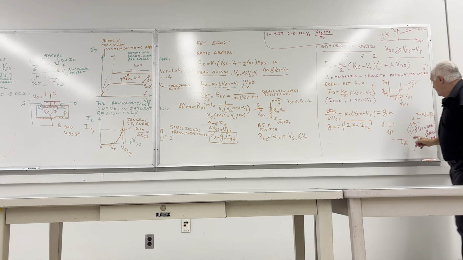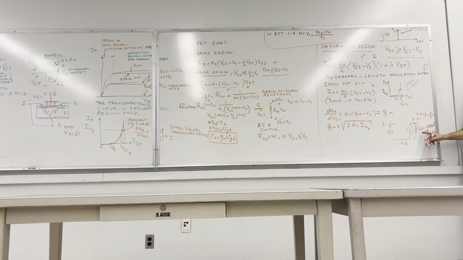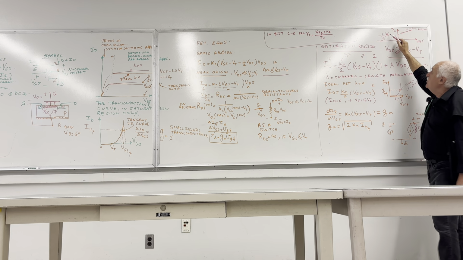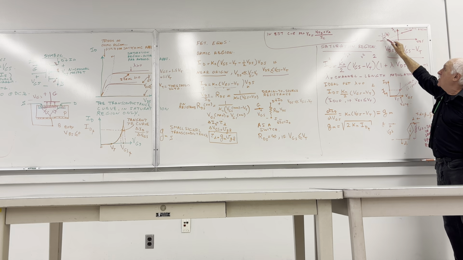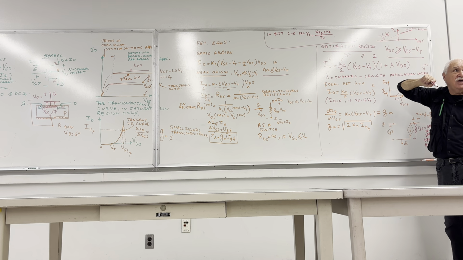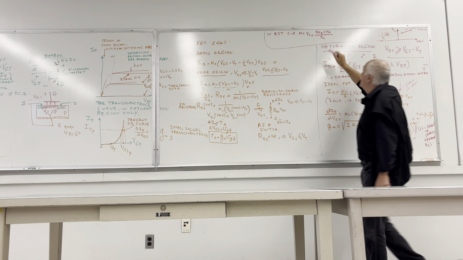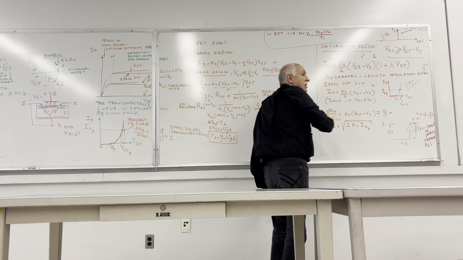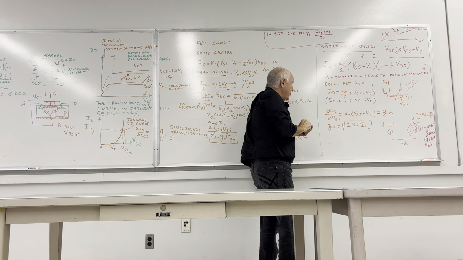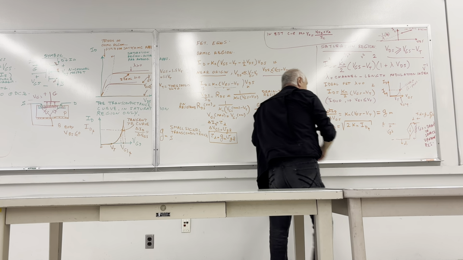In the case of FETs, however, there's a smart way to apply it. This is how you do it. Do you remember what I wrote in here? 1 upon lambda is analogous to VA. So simply substitute for VA 1 over lambda. And you will get this one here.